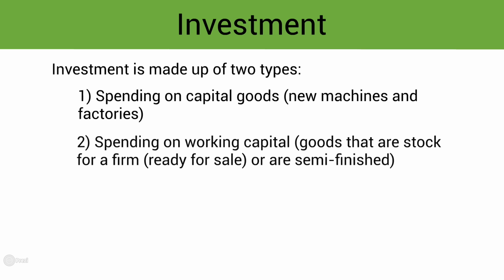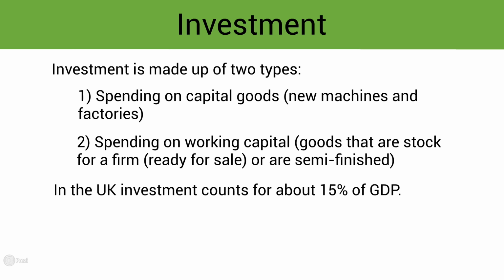The second type of investment is spending on working capital. These are goods that are stock for the firm or are semi-finished. So these are goods that are ready for sale or require a little bit more work and then will be able to be sold by the business. The easiest way to view working capital is to view it as the stock that the business has. The firm has had to invest in producing these goods, they've had to pay the factors of production to produce these goods, but they are yet to actually sell these goods to a consumer or another firm. And this is why spending on working capital counts as investment.